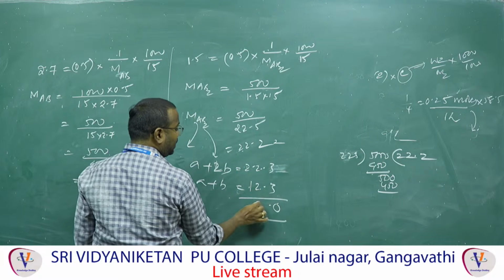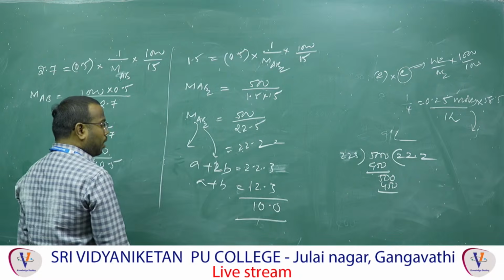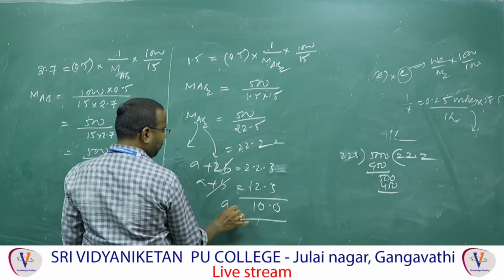22 minus 12 is 10. And then we have A value, B.